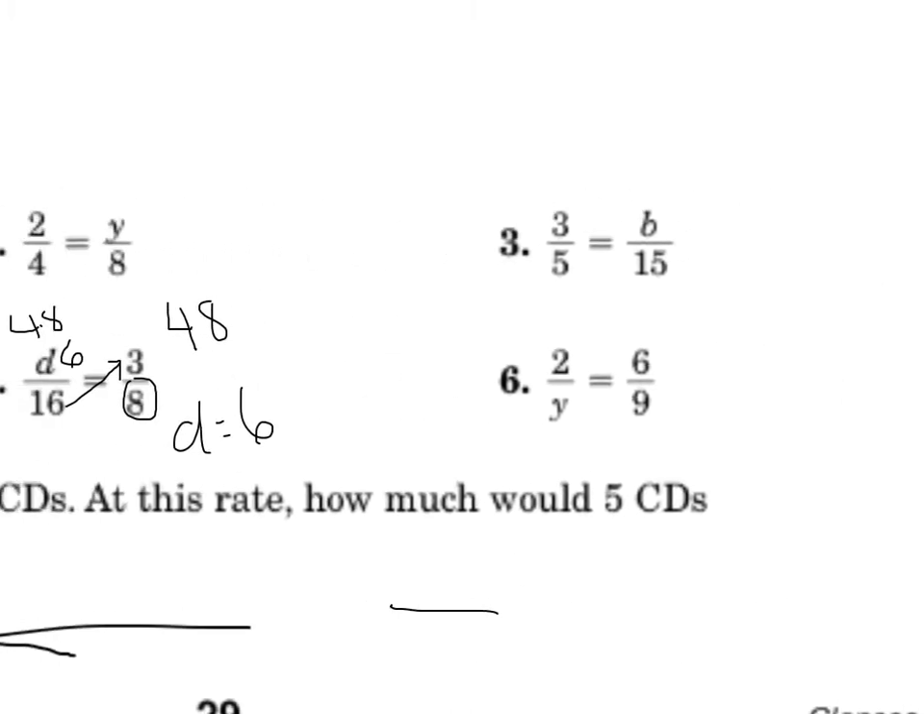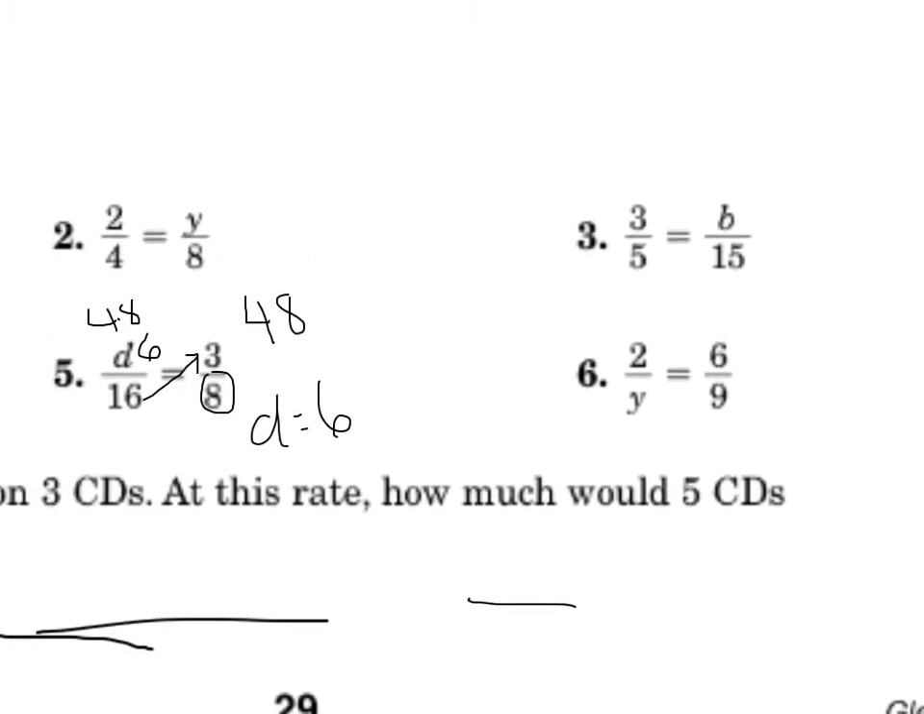Okay, number 6. Remember, you're putting these in your examples on your notes. Okay, 2 times 9 is 18. We need this side to equal 18. If you're going to go backwards, 18 divided by 6 is 3. So Y equals 3.